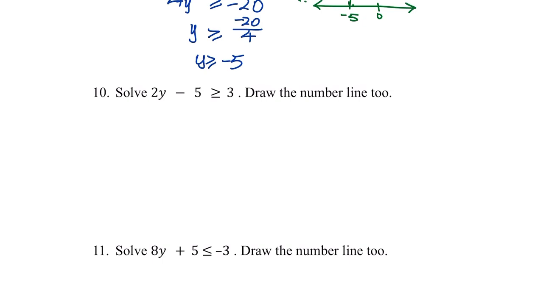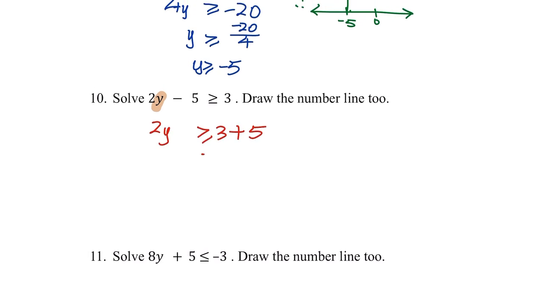So y here is already positive, so do you have to change? No, so just keep it here as the number. You will go to the other side and it becomes positive. 3 plus 5 is 8. And then 2 times what is 8? 4, good. So basically what we do is divide on the other side.